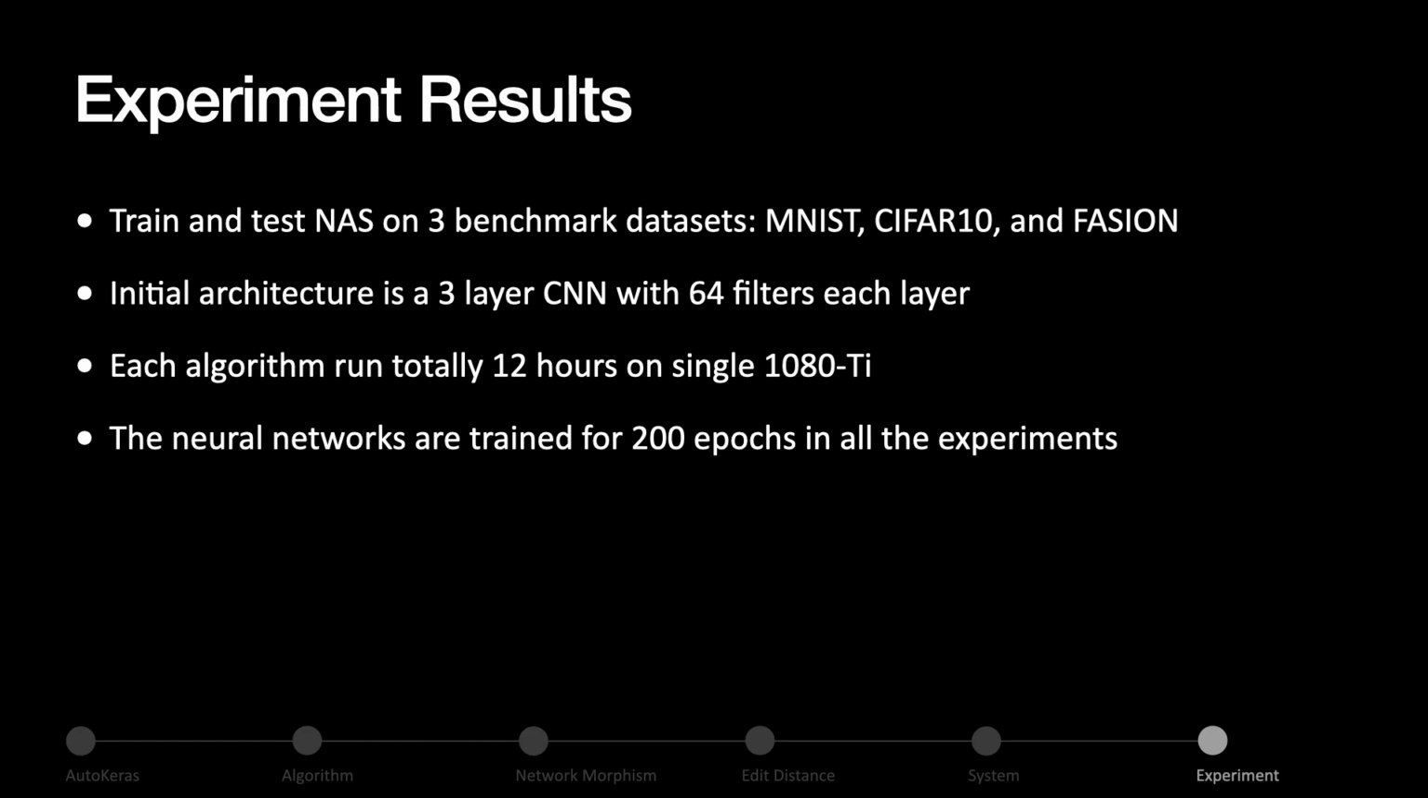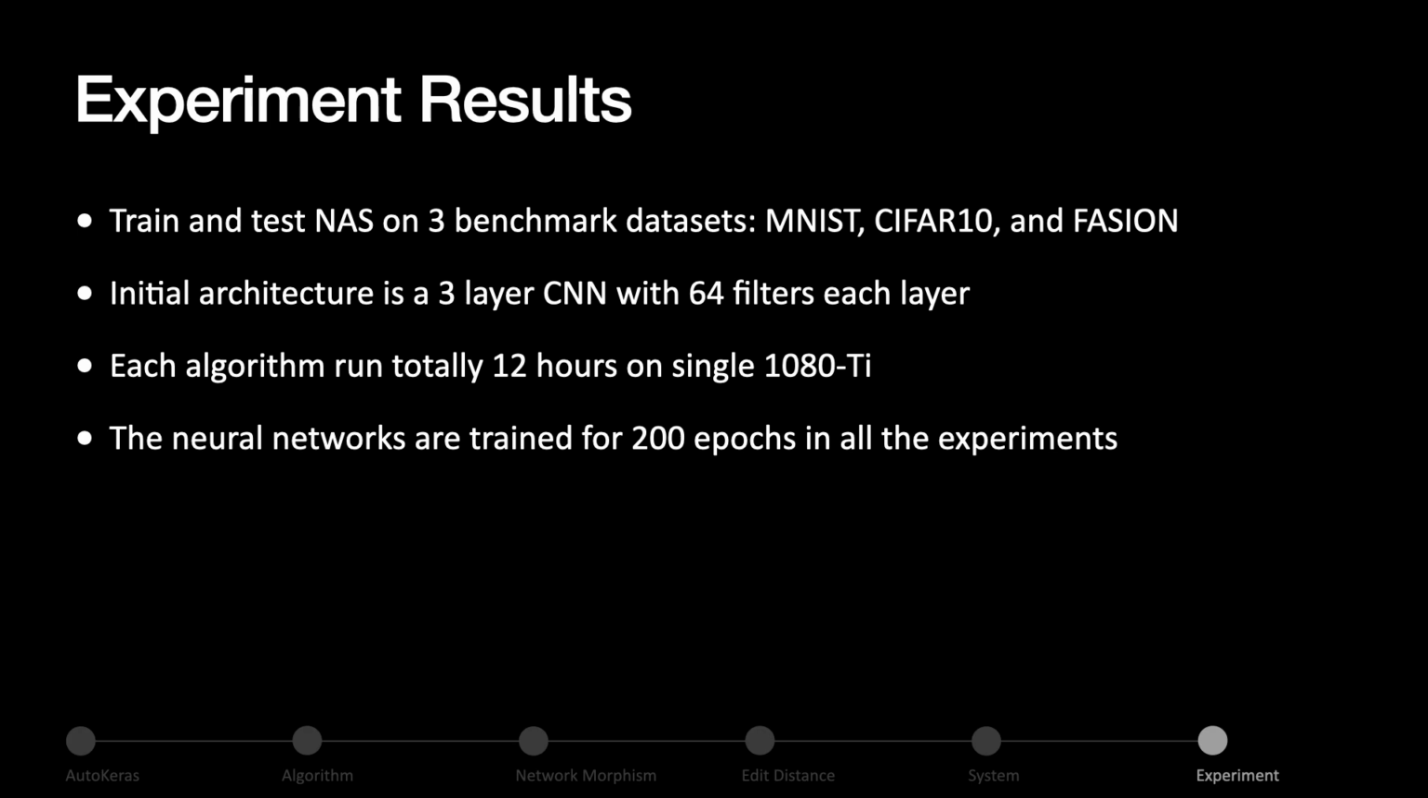After describing the algorithm and system setup, we will show the experiment results. In the paper of AutoKeras, the authors trained and tested NAS on 3 benchmark datasets. They are MNIST, CIFAR10, and Fashion. The initial architecture is a 3-layer CNN with 64 filters at each layer. To test the NAS performance of each algorithm, it runs a total of 12 hours on a single 1080 Ti to find the best architecture.